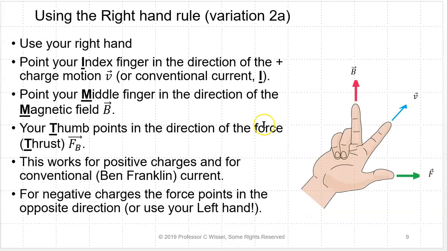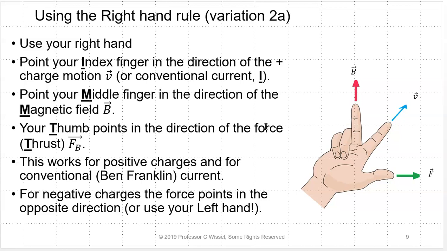Now, the right-hand rule. This is my favorite variation. I've been collecting right-hand rules for years. And so far, on this particular one, I've found about 4 right-hand rules and a couple of other variations. So the right-hand rule tells you to use your right hand. You point your index finger in the direction of the positive charge motion, v, or the conventional current. And a conventional current is a motion of positive charges. And the index finger starts with an I, and so does the symbol for current. It's an I. It makes it easy to remember.